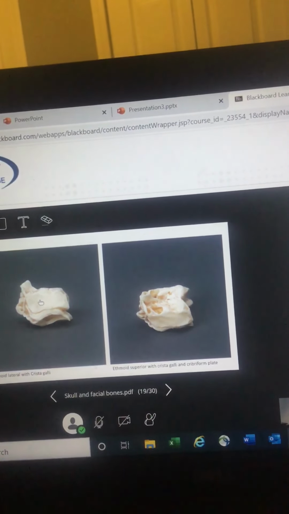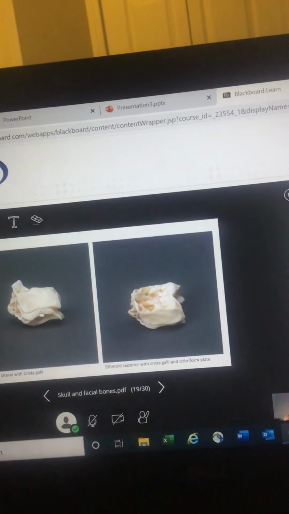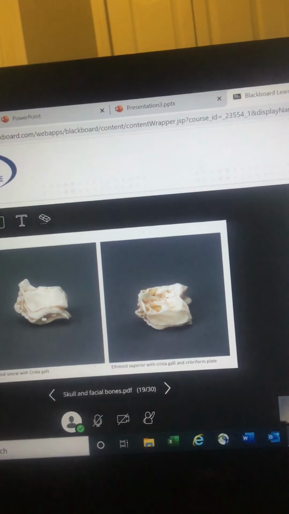This is a superior nasal conchae. This is middle, okay?